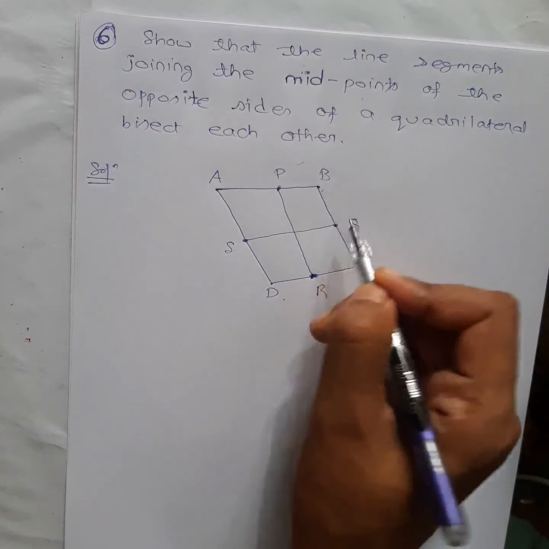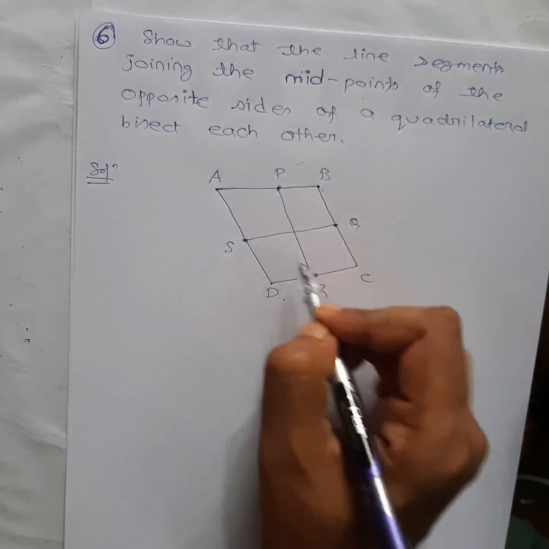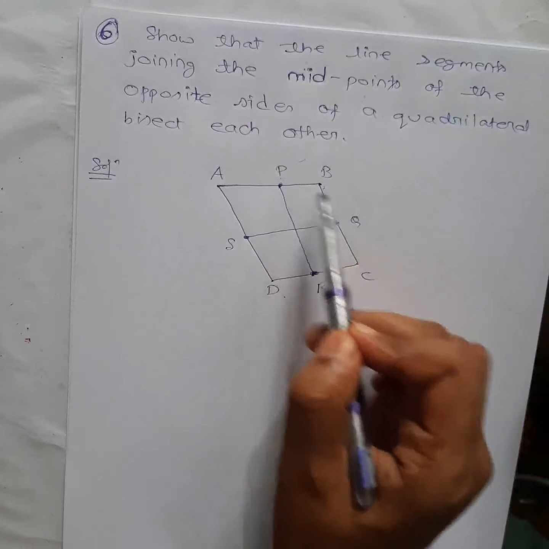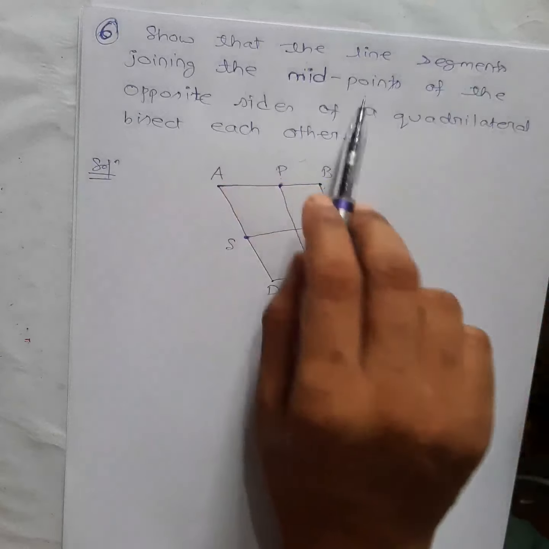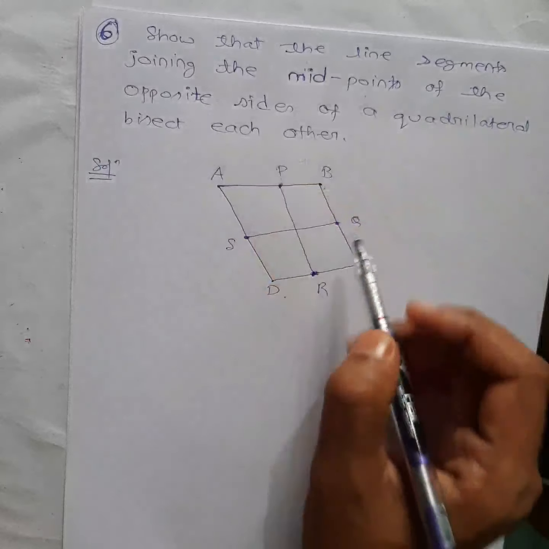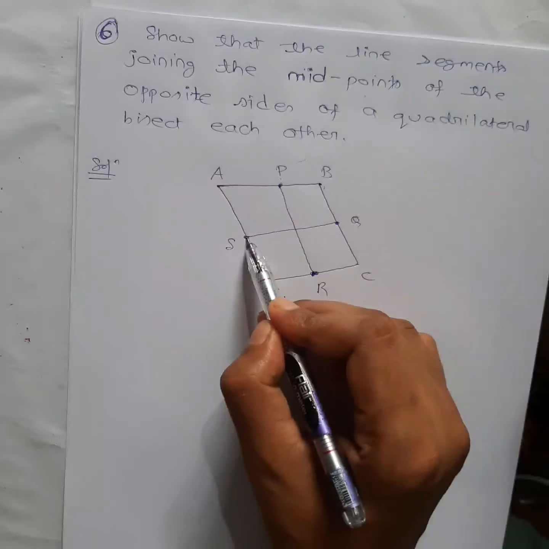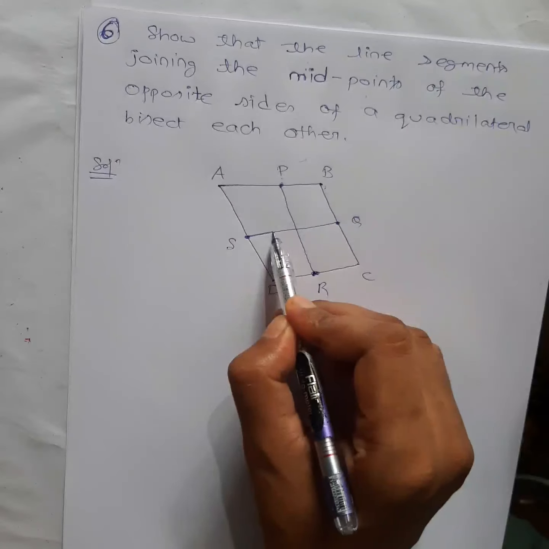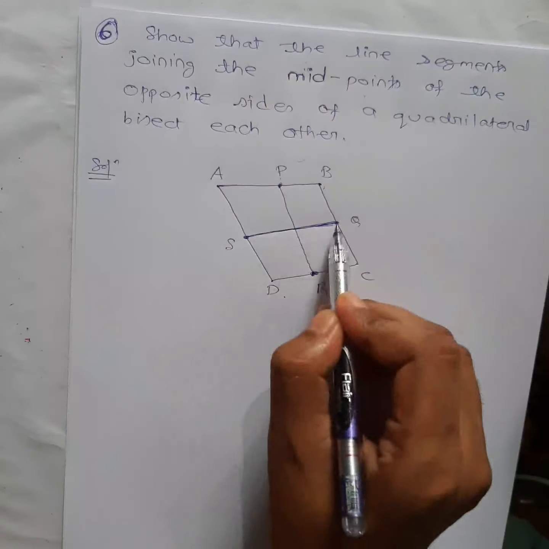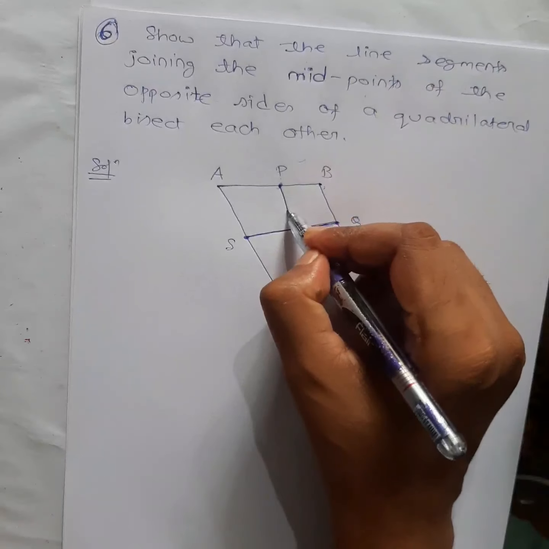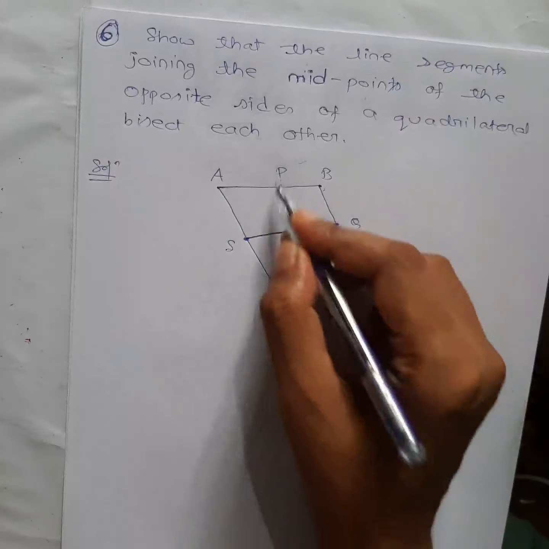So suppose the midpoint of this side is this, this side is this, this side is this, and this side is this, and I have named them PQRS. Okay, so they have said the line segment joining the midpoints of the opposite sides. You can see this midpoint and this midpoint are on opposite sides, so I have joined them. This is the line segment joining the midpoints of opposite sides, and this is also a line segment joining the midpoints of opposite sides.